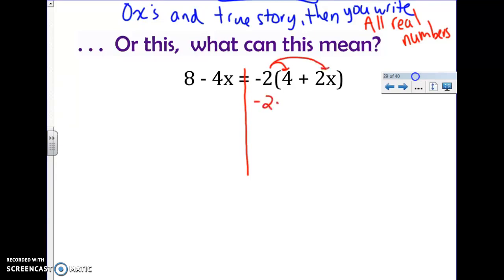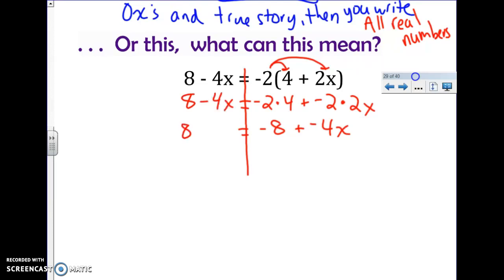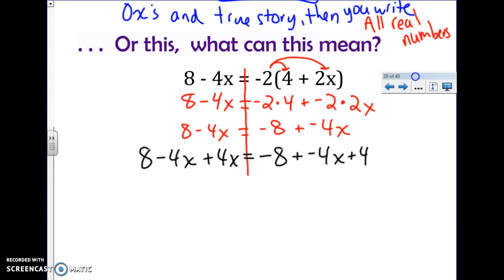So -2 times 4 plus -2 times 2x. And this becomes -8 plus -4x. And on the other side, I'm going to bring down my 8 minus 4x. All right, so I'm kind of noticing again that I've got -4x's on both sides. What's going to cancel out a -4x is positive 4x. So 8 minus 4x plus 4x will still equal -8 plus -4x plus 4x.